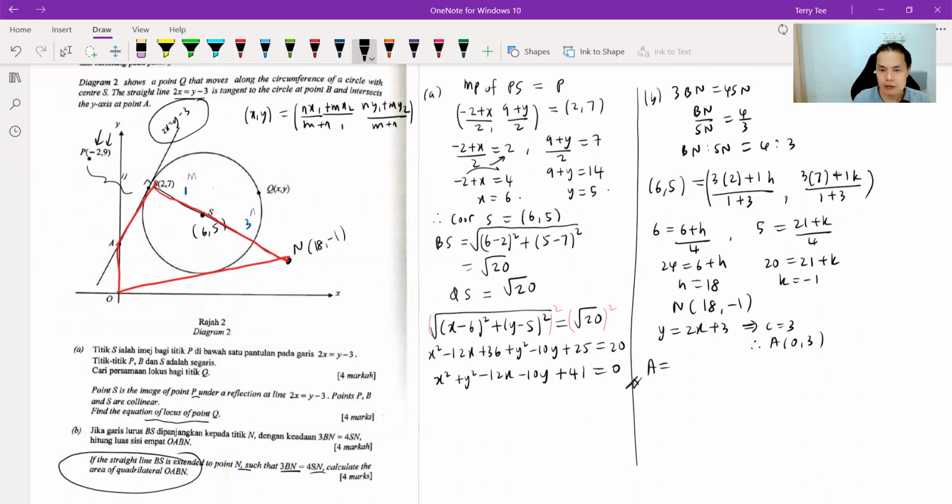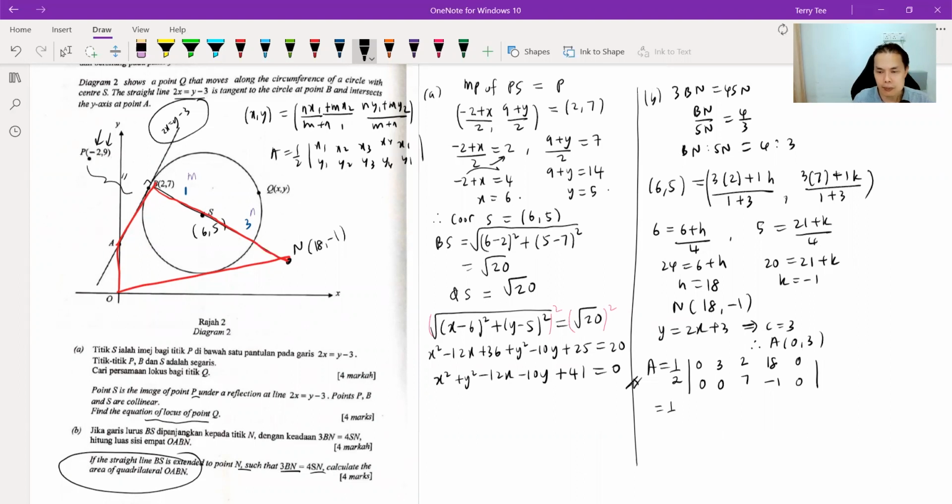Now, remember, the formula for area is half, x1, y1. I start with point O, continue with A, followed by B, (2, 7), followed by N, (18, -1). Then you repeat the first point. Remember, x1, y1, x2, y2, x3, y3. I hope you remember this. Half, x1, y1, x2, y2, x3, y3. If it's a triangle, we stop at 3 and repeat the first point. If it's a quadrilateral, we have x4, y4, and then you repeat the first point.